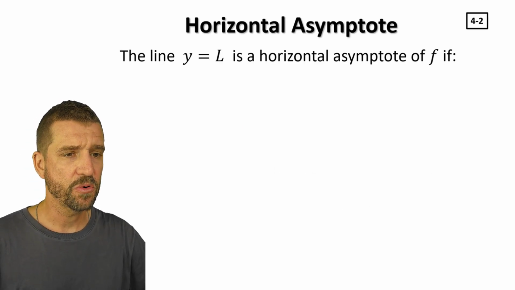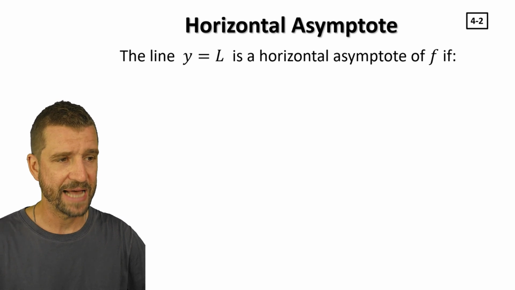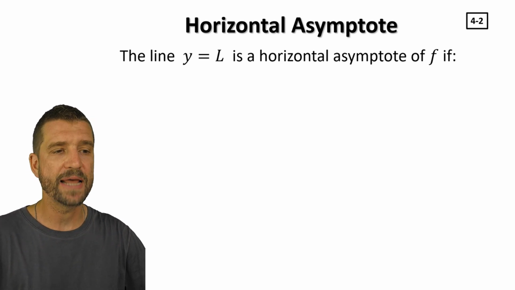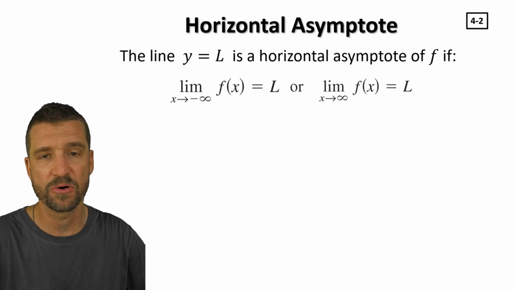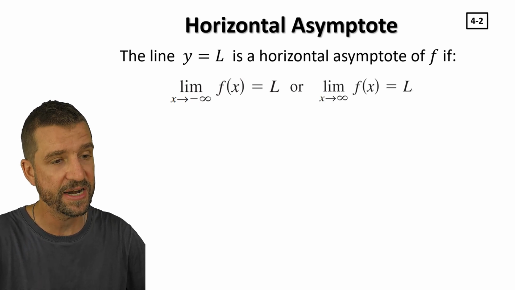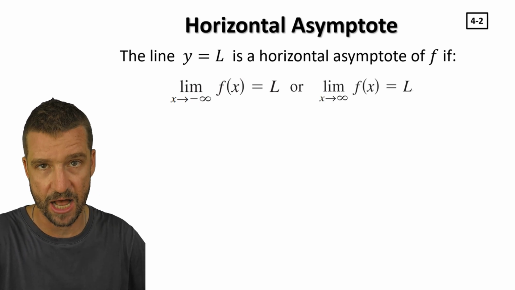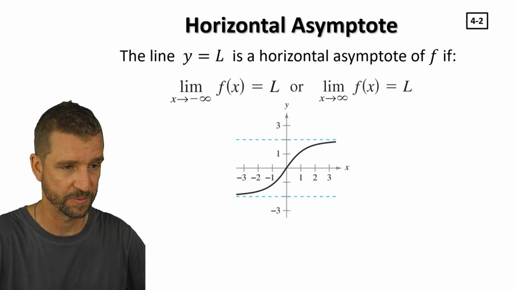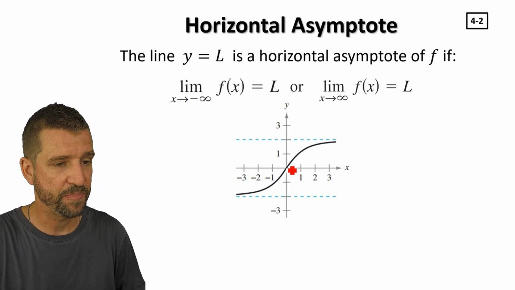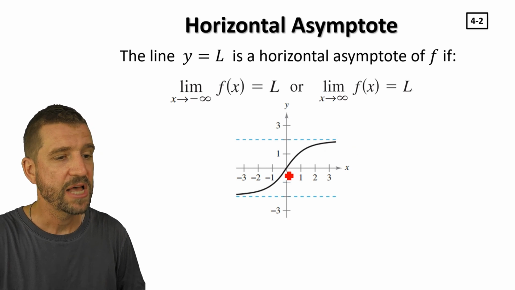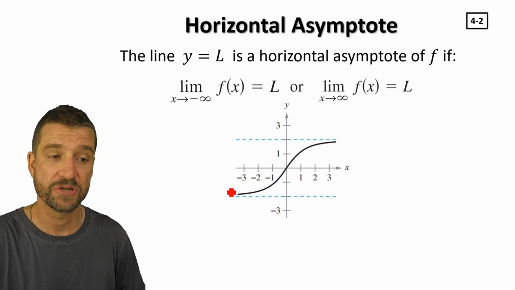All right, so let's talk a little bit about horizontal asymptotes. The line y equals L is a horizontal asymptote if the limit as x approaches negative or positive infinity of f of x equals L. Then you will have a horizontal asymptote, okay? Here's a very obvious example. As we go to positive infinity, it's approaching 2. As we go to negative infinity, it's approaching negative 2.